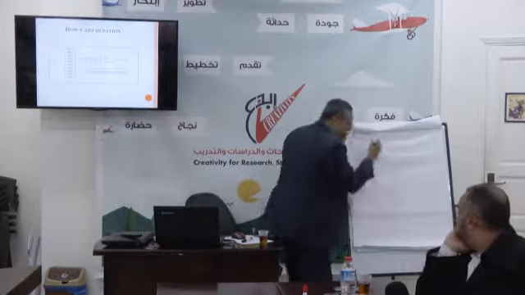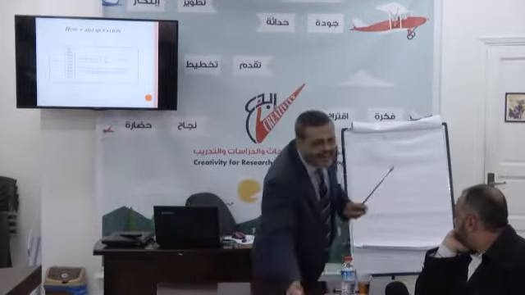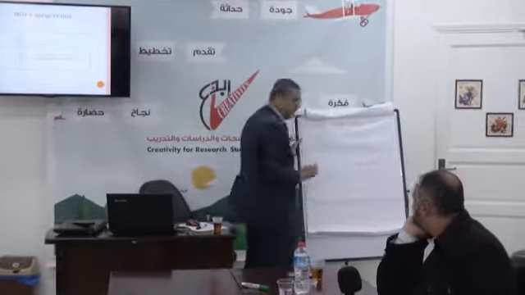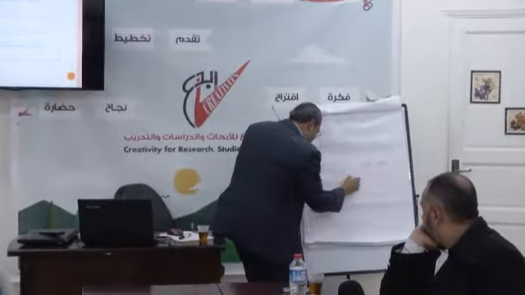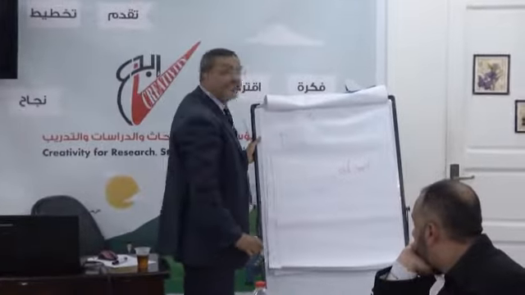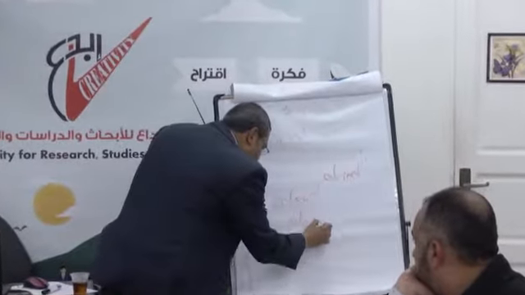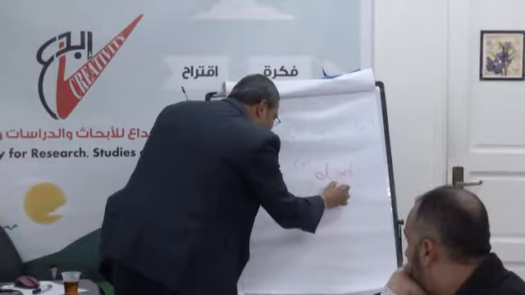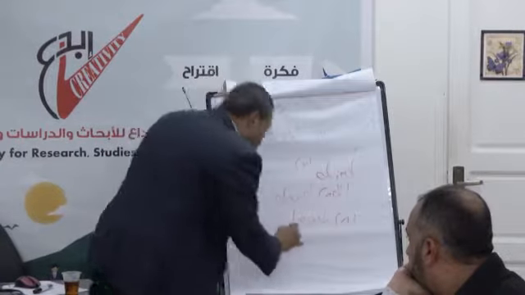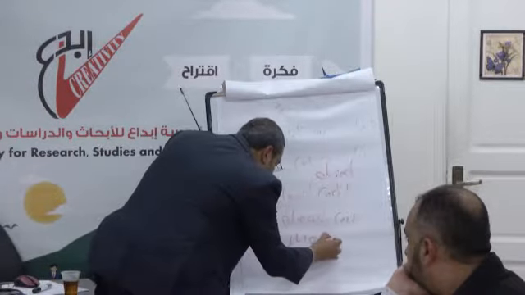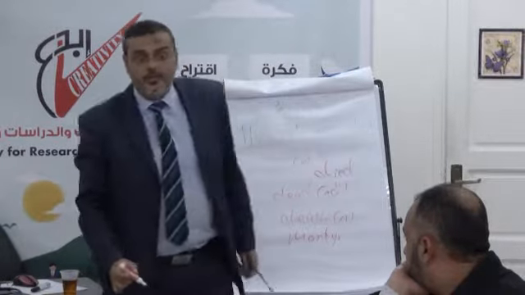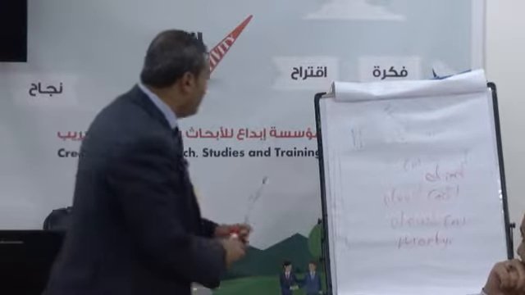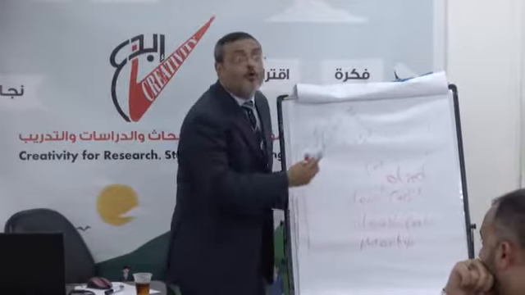Look at this. This is die, يموت. And this one, if you want to say died, مات. Look at this one: dead, an adjective. And this one, death, a noun. Look at this one: martyr, شهيد أو يستشهد.